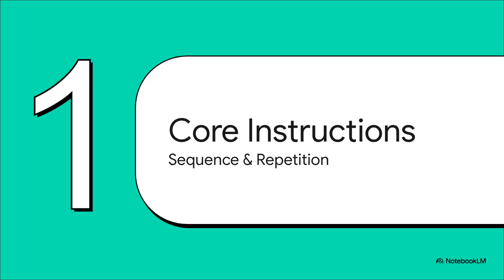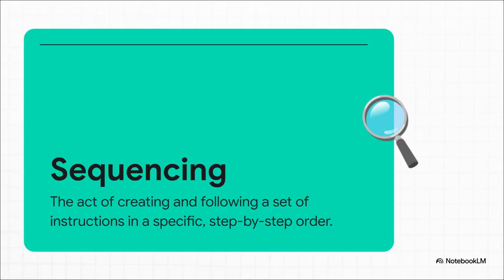So let's start with the absolute basics, the two pillars of pretty much any set of instructions you'll ever follow: sequence and repetition. First up is sequencing. I know, it sounds kind of technical, but all it really is the art of putting things in the right order. Step 1, then step 2, then step 3. Every recipe, every set of directions, it all relies on this simple idea.